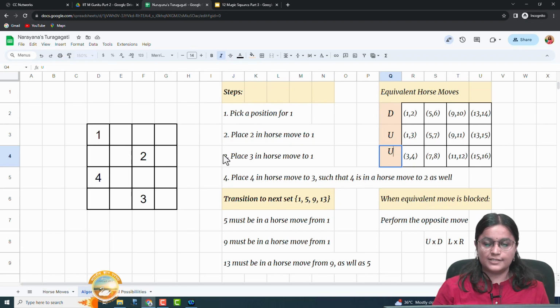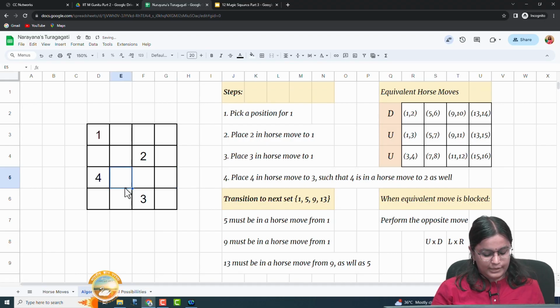Moving on to the next set, which includes 5, 6, 7 and 8 as numbers in the series. We must remember that 5 must be in a horse move from 1. And since we saw from the beginning, the only 2 possible places for 5 are either this particular square or this one. So, let us place 5 over here.